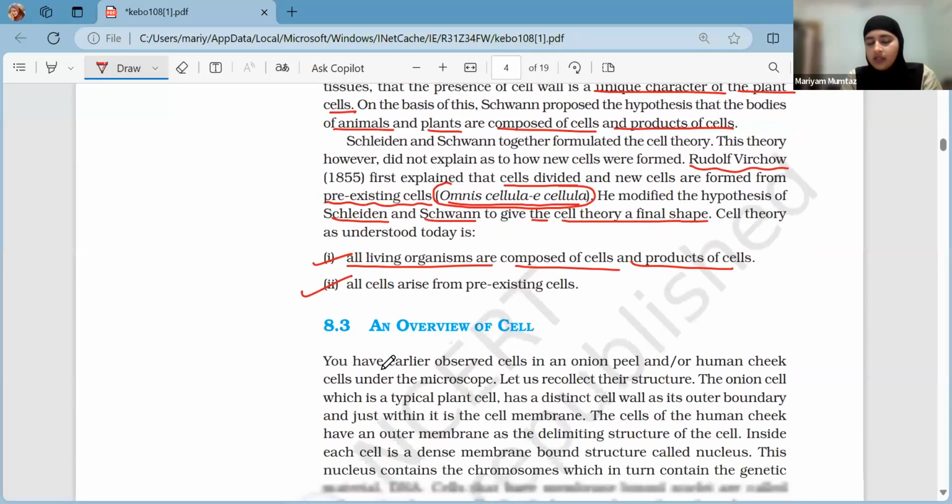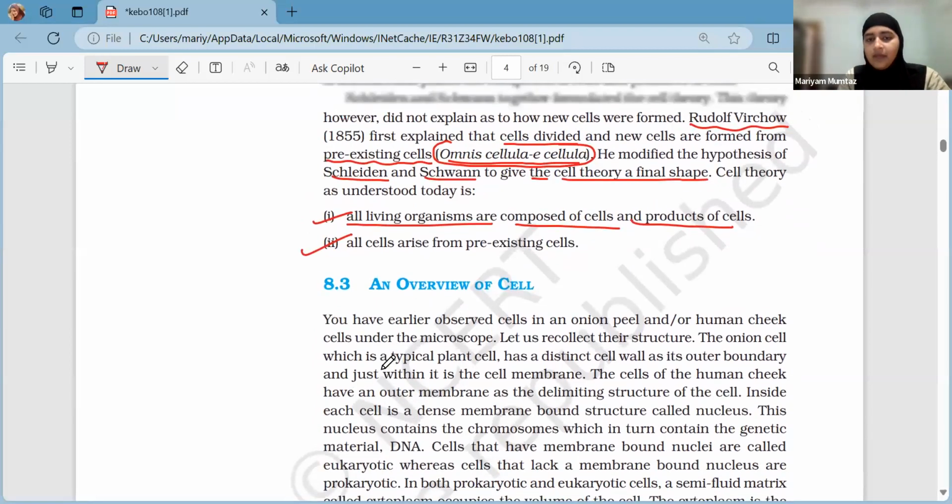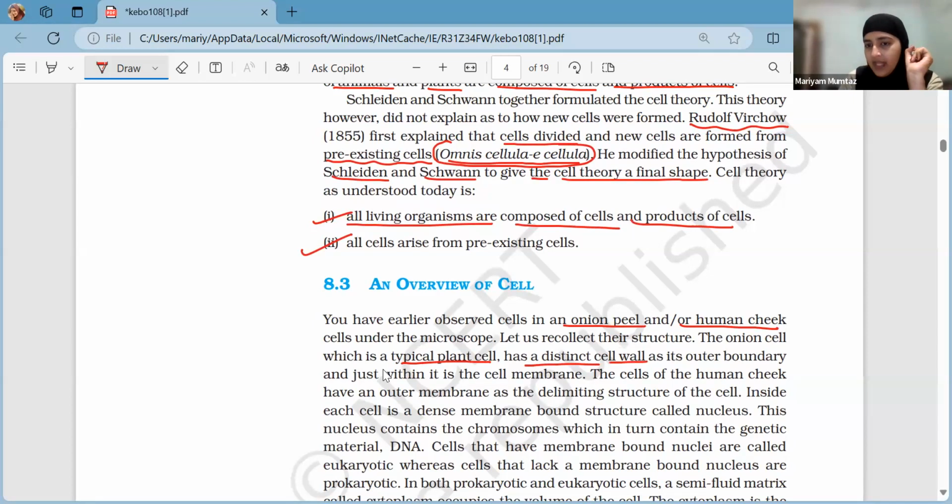Okay? All right. Now, an overview of the cell. Now you have earlier observed cells in an onion peel, or human cheek, under the microscope. We haven't, but still, since we are saying it. Now, the onion cell, which is a typical plant cell, has a distinct cell wall as its outer boundary, and just within it, it has the cell membrane or plasma membrane. The cells of the human cheek have the plasma membrane, that is it. It would not have the cell wall.